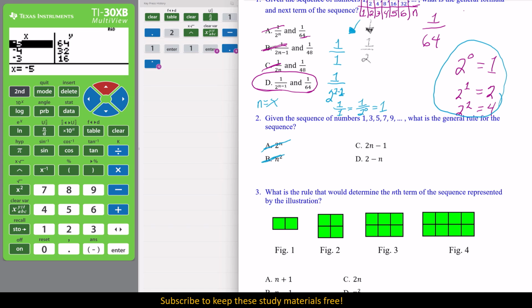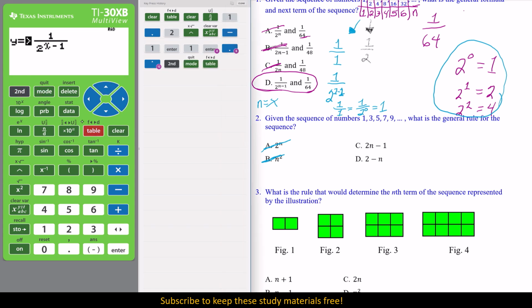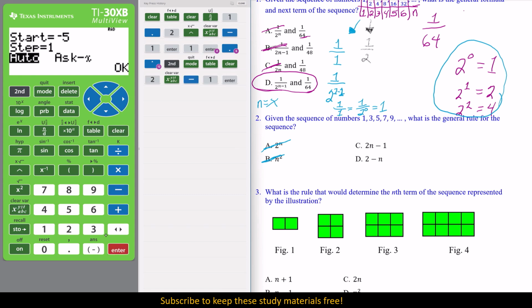Okay. Now, I'm going to look at C. Let's put C in our table and see if we can't come up with the same thing. Okay? So let's go second. Let's go back to our table, clear the whole thing out, and say 2x minus 1, enter. Let's start at number 1. Okay? And let's just see what we get. Ooh, looks very promising. I see 1, 3, 5, and then 7, 9.